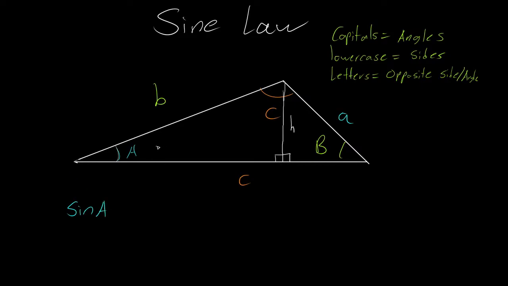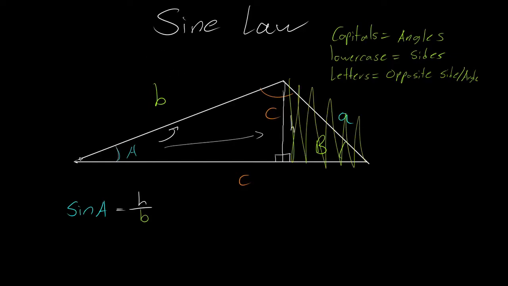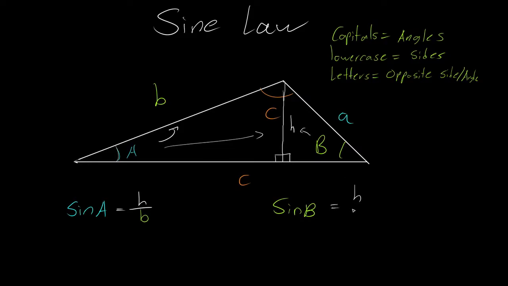Sine A is equal to the opposite over the hypotenuse, which is b. The reason why this is the hypotenuse is because we're ignoring this part of the right angle triangle, so don't ignore this for now. But this is the longest side, therefore it is the hypotenuse. This is the opposite side, which is h. Now for sine B, the opposite here is the height, so h. So sine B is equal to h over the hypotenuse, which is a, which is the longest side.